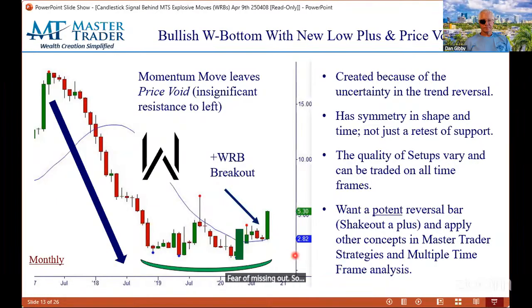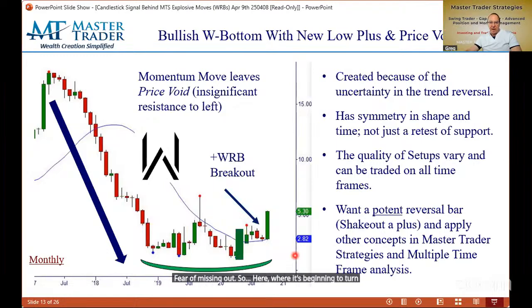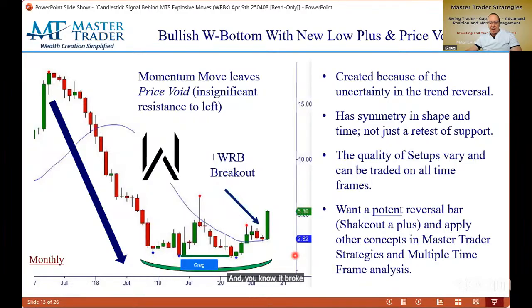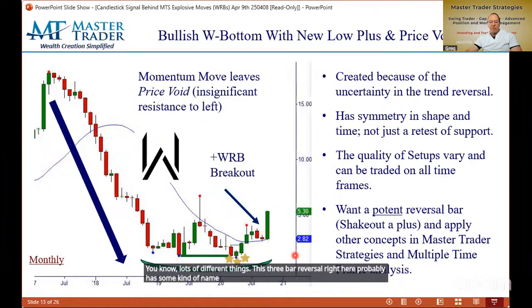Here, where it's beginning to turn, it's still in a downtrend, and you get the reversal. And what does this communicate? Every pattern communicates some emotional situation or bias. So they were still tentative, and it broke the low, and then it comes back up again. Lots of different things. This 3-bar reversal right here probably has some kind of name, but that 3-bar reversal was the start of making a turn there.